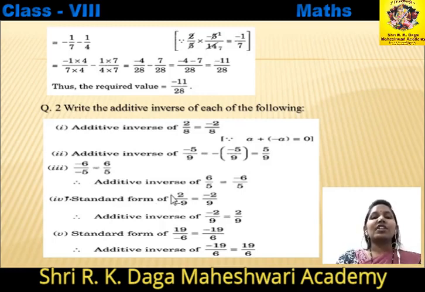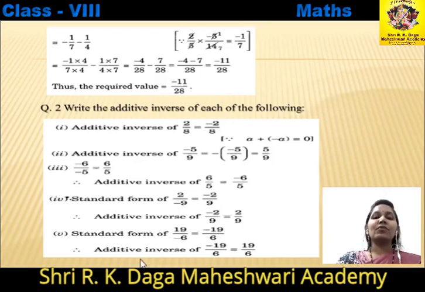In the next question, you have 2 by minus 9. When we write it in standard form, we write it as minus 2 by 9. So the additive inverse of minus 2 by 9 is 2 by 9. In next, you have 19 by minus 6. Again, we will write its standard form, which is minus 19 by 6.